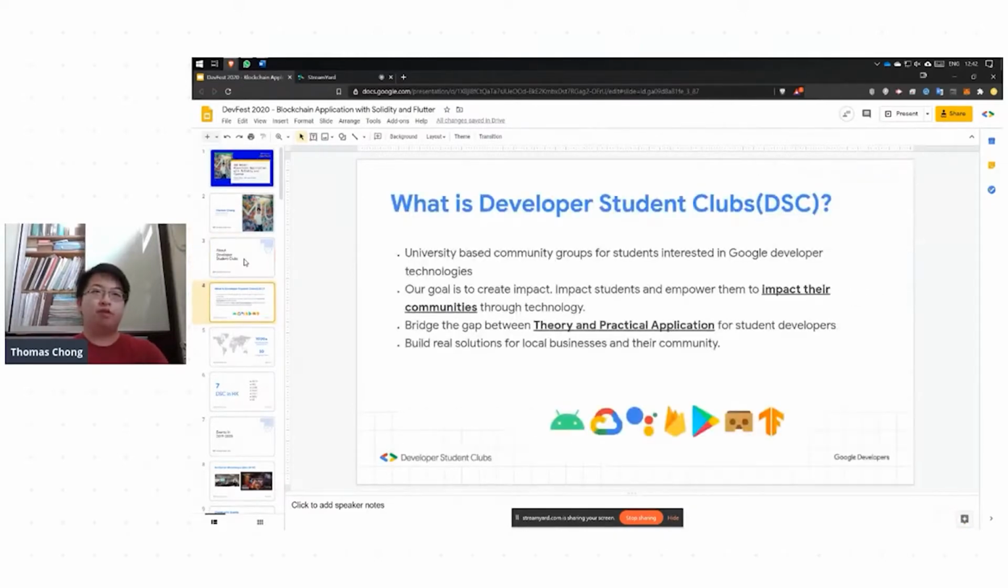Actually, Developer Student Clubs is a new program led by Google Developers, and our goal is to let students have impact and empower them to serve their communities through technology. We also hope to help them bridge the gap between theory and practical applications for student developers. And last but not least, it's important for them to build real solutions for local businesses and their community.